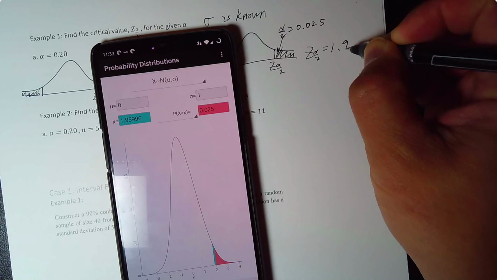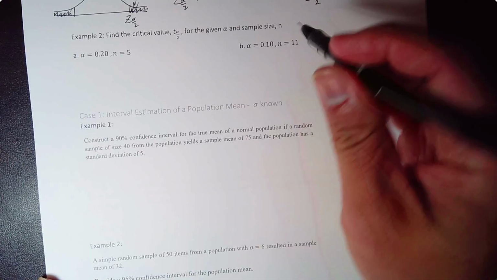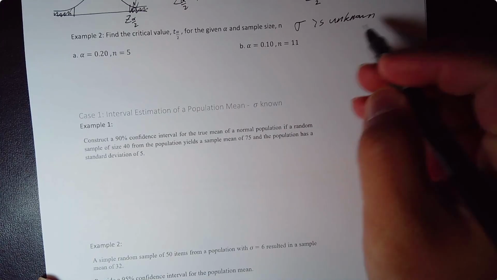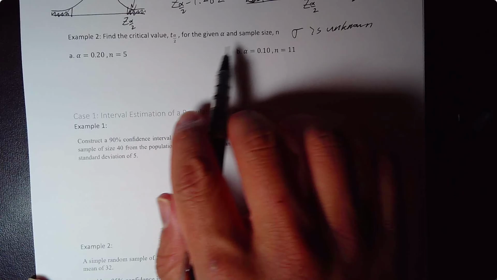So if I find the critical value t, now I'm saying I need to use the t distribution. That means my sigma is unknown. Somehow, for whatever reason, I don't know sigma. And actually, this is going to be the case most of the time, because most of the time we don't know sigma. If we don't know sigma, then we need to take into account the sample size.